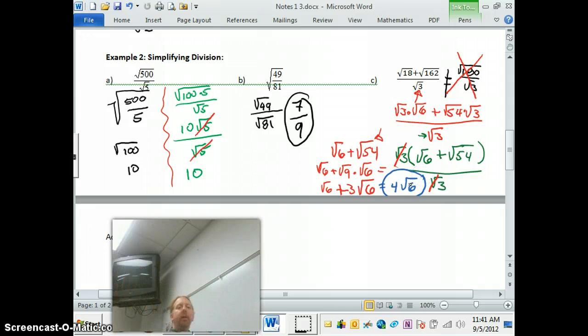Now, I said before, there are lots of different ways to get to a given answer. This is just one way to get there. There are others.